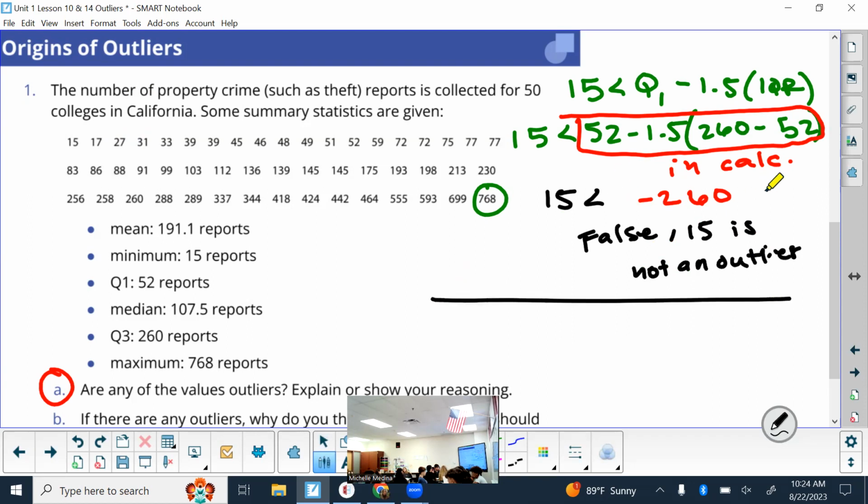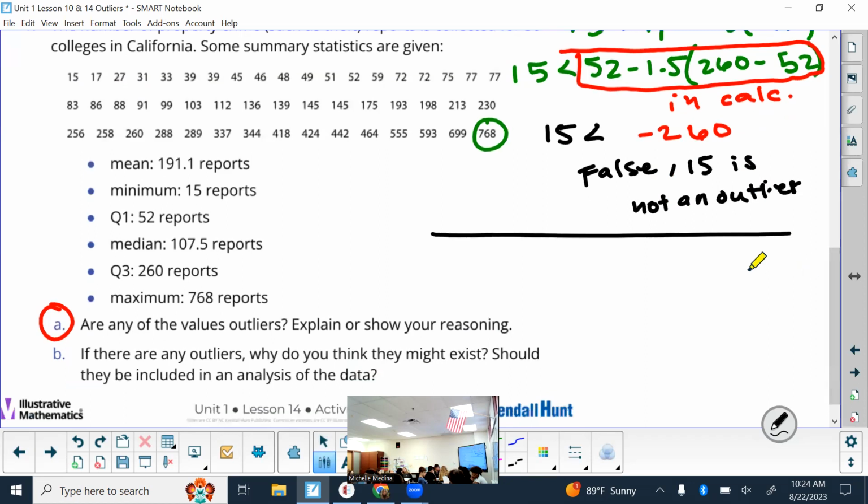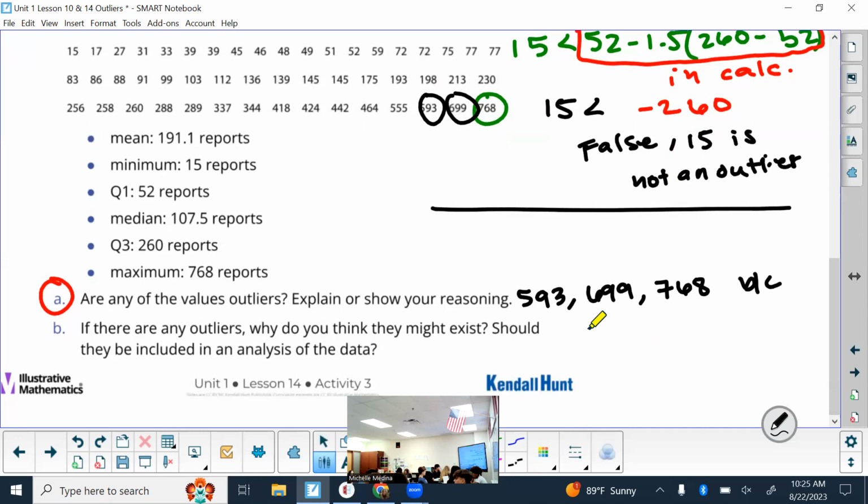Are there outliers on the right side of the data? What are they? Yes, the last three numbers are all outliers. It is possible to have more than one. So 593, 699, and 768. And the reason why would be because they are greater than what? Good. What's the exact value actually though? 572. Now, if you're wondering where we got that, I will tell you right now.